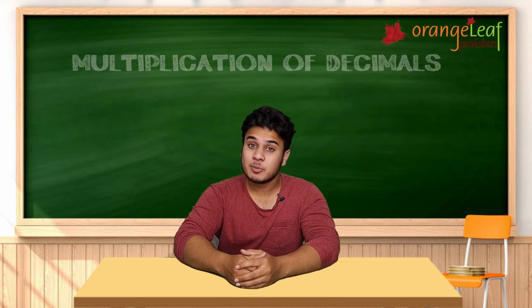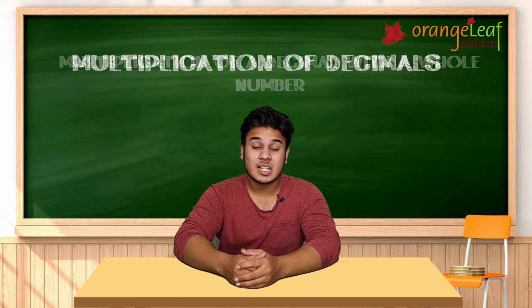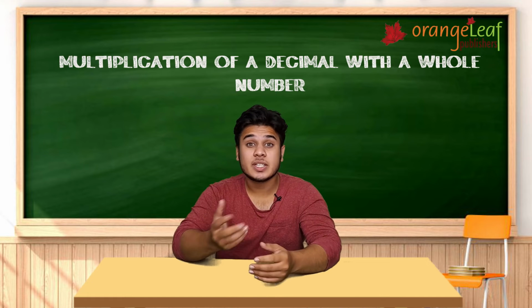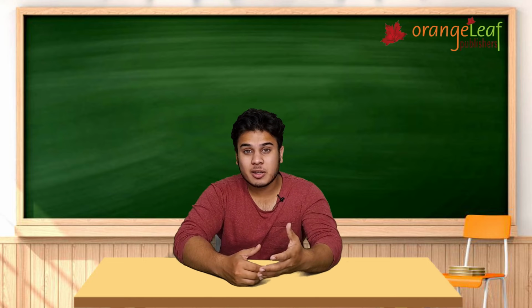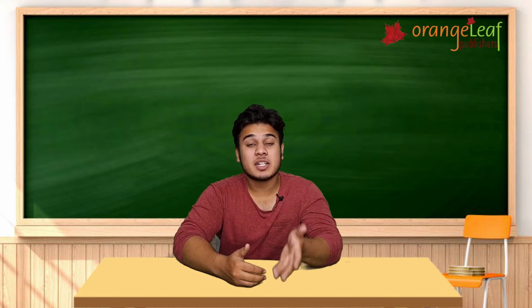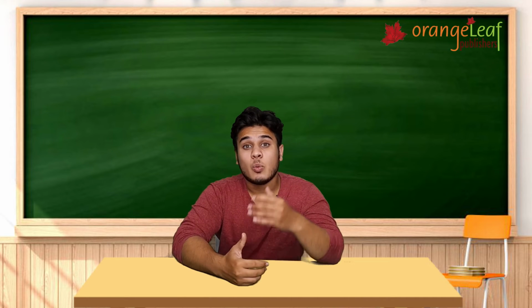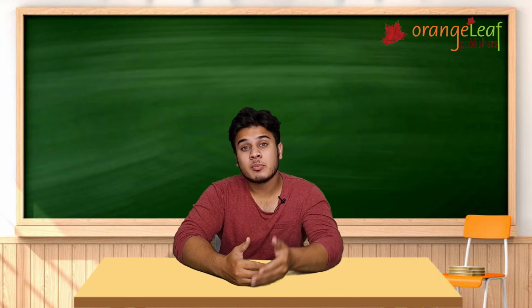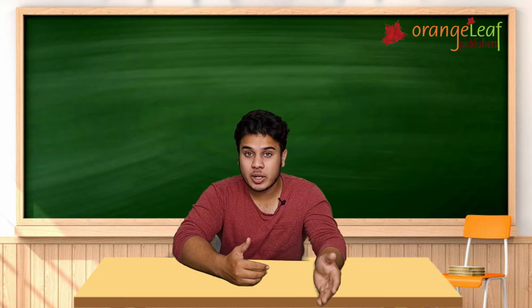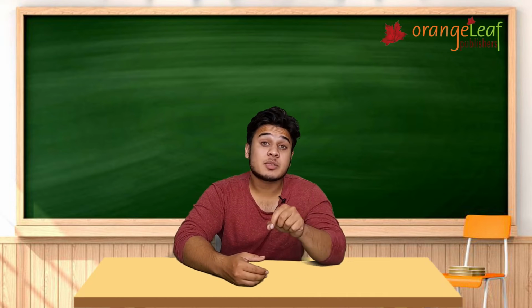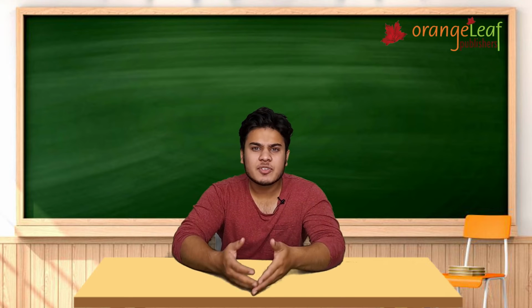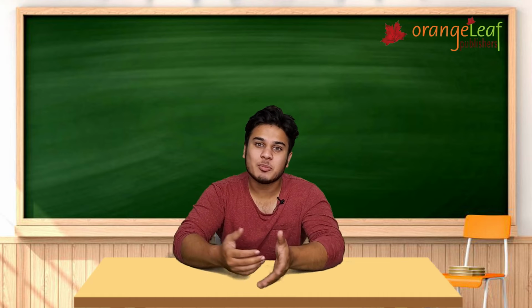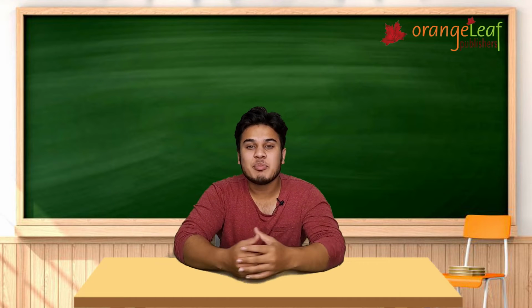Let's move on to multiplication of decimals. Multiplication of a decimal with a whole number. Now, we multiply decimal numbers in the same way that we multiply whole numbers. While multiplying decimal numbers, we completely ignore the decimal point. The decimal point in the product is placed from the right after the number of decimal places in the multiplicand. Let me explain that with an example.